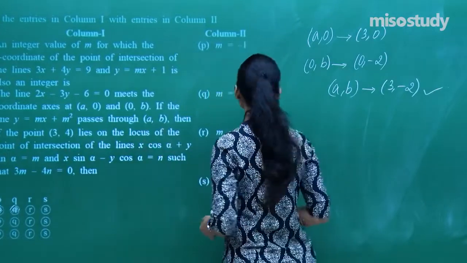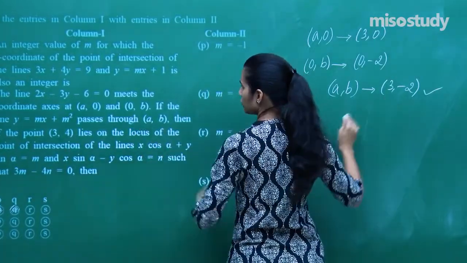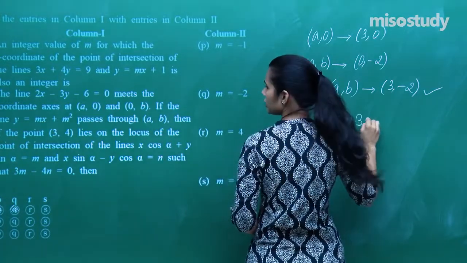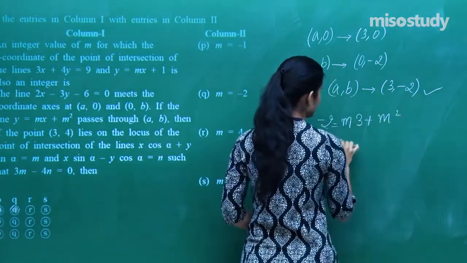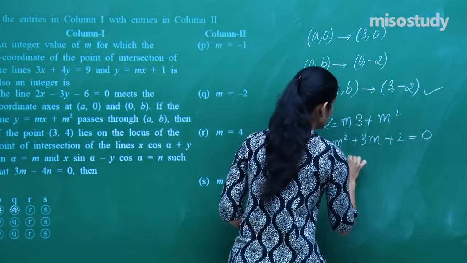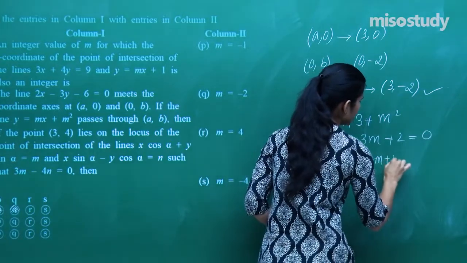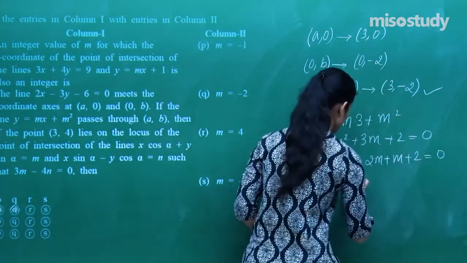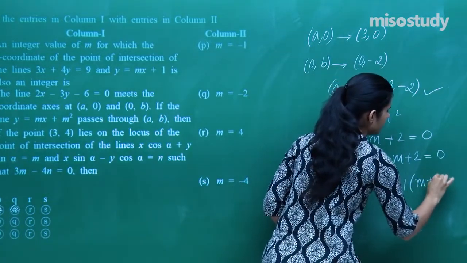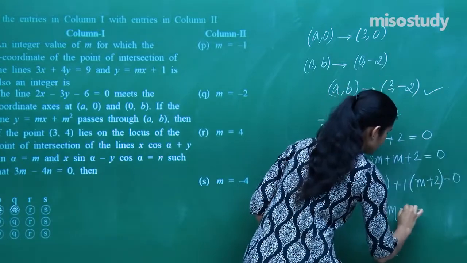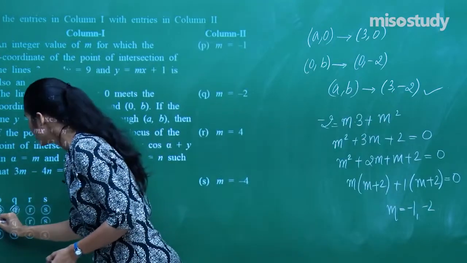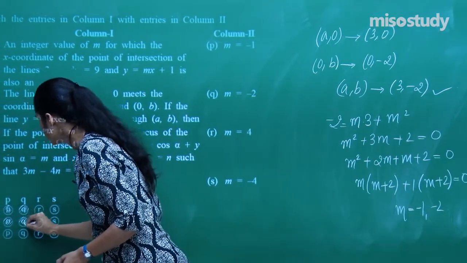This line is passing through a comma b, that means a comma b is going to satisfy the equation of this line. Y is minus 2, m into x, m into 3 plus m square. So you get m square plus 3m plus 2 equals 0, which is m square plus 2m plus m plus 2 equals 0. m plus 2 into m plus 1. So you are getting m equals minus 1 and minus 2. Again, p and q will be shaded against b.